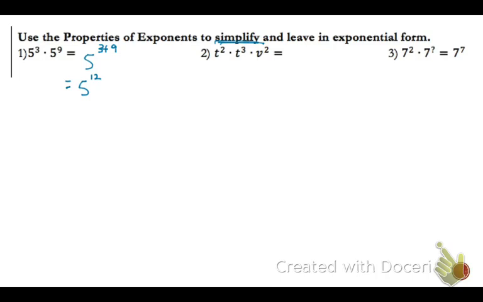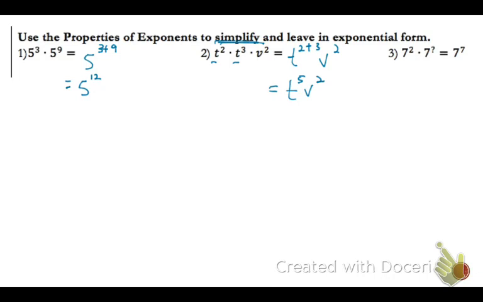Okay, here we're going to take our variables that have the same base, and we'll add those exponents since we're multiplying same bases. But v is not the same base, so we cannot add those. So we'll end up with t to the 5th, v to the 2nd, and that's all we can do.